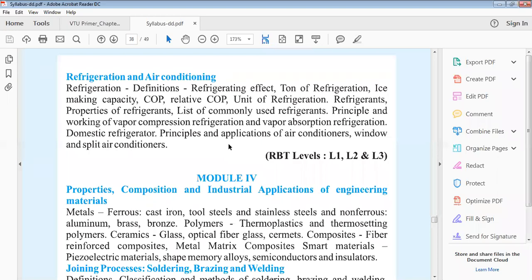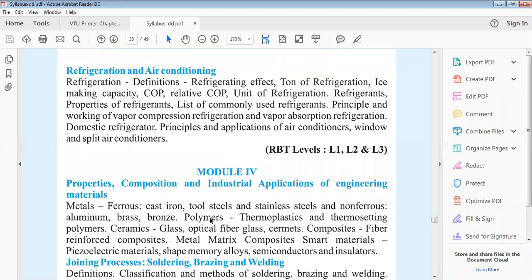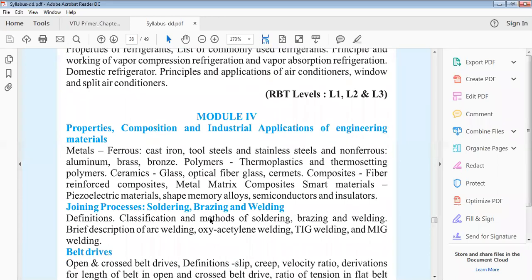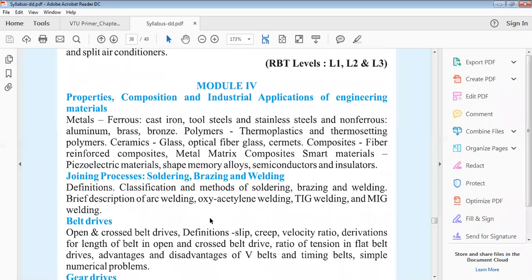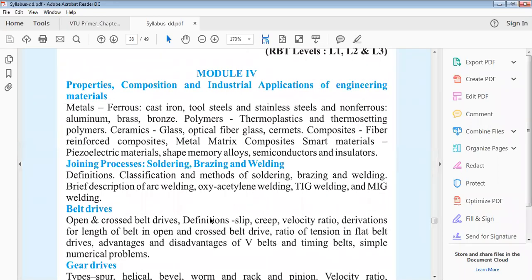And so now we'll be moving to module 4, where we are supposed to discuss the properties, composition and industrial application of engineering materials, that is metals, ferrous and non-ferrous and all that. In addition to that, we'll be discussing polymers, ceramics, composite materials, shape memory alloys, piezoelectric materials, semiconductors and all that. It also covers joining processes, that is welding, soldering, brazing, which we do for joining metals.